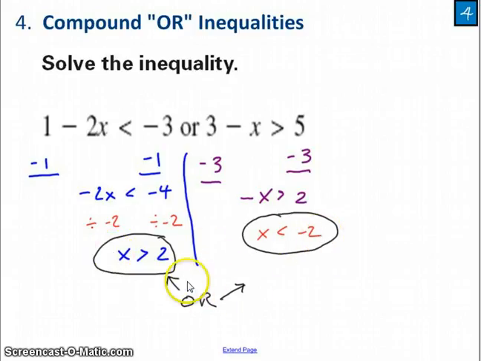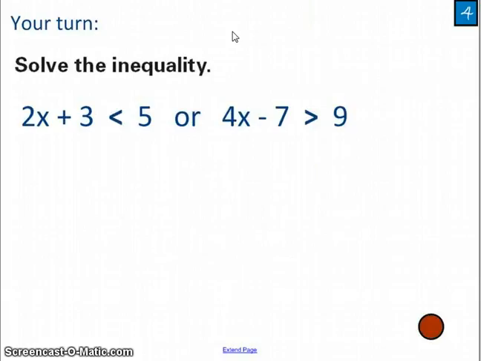Remember, these are OR answers. So x could be greater than 2, or x could be less than negative 2. And just like the original problem, you're ending up with OR in the answer because it is a compound OR inequality.